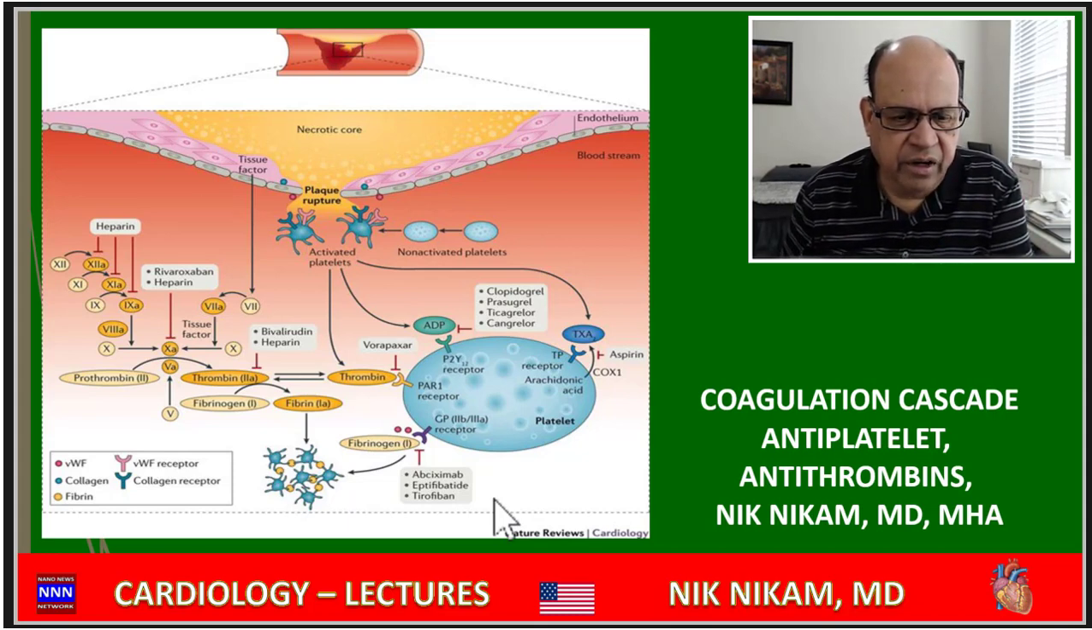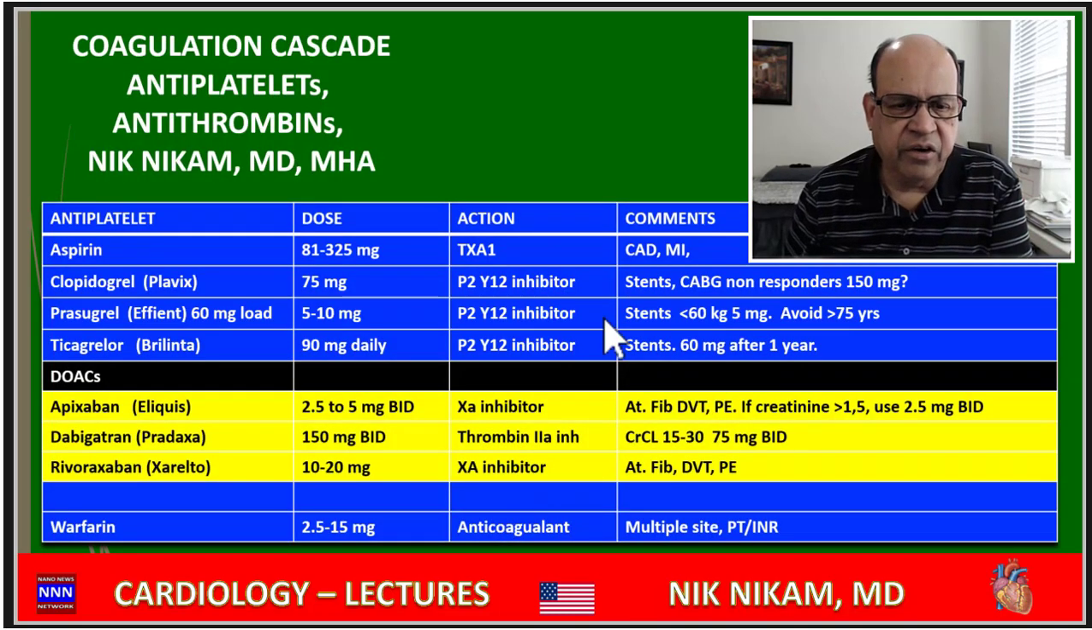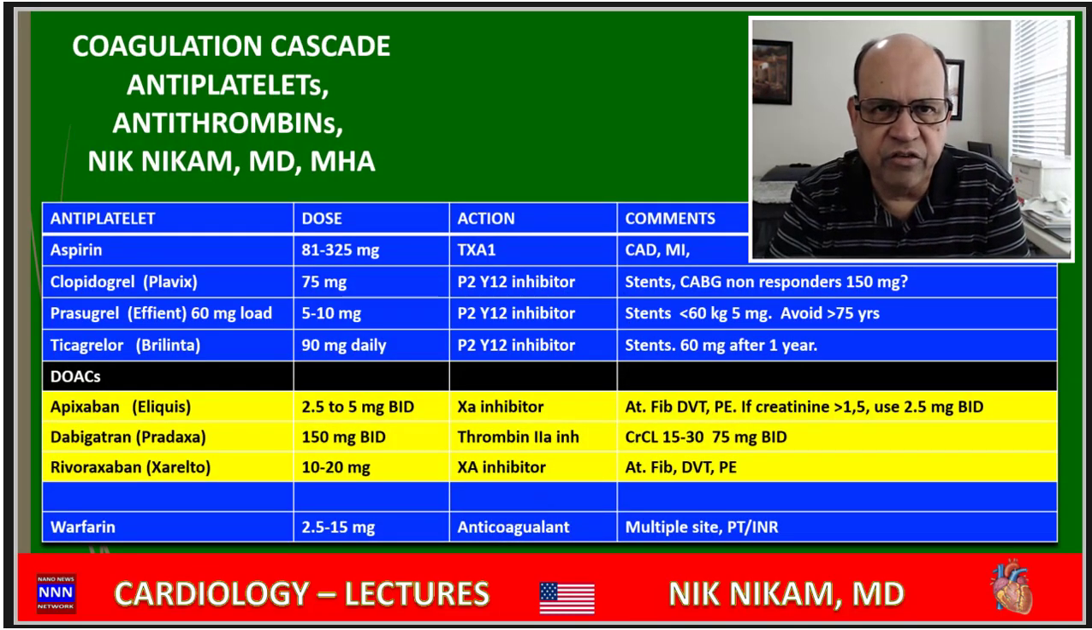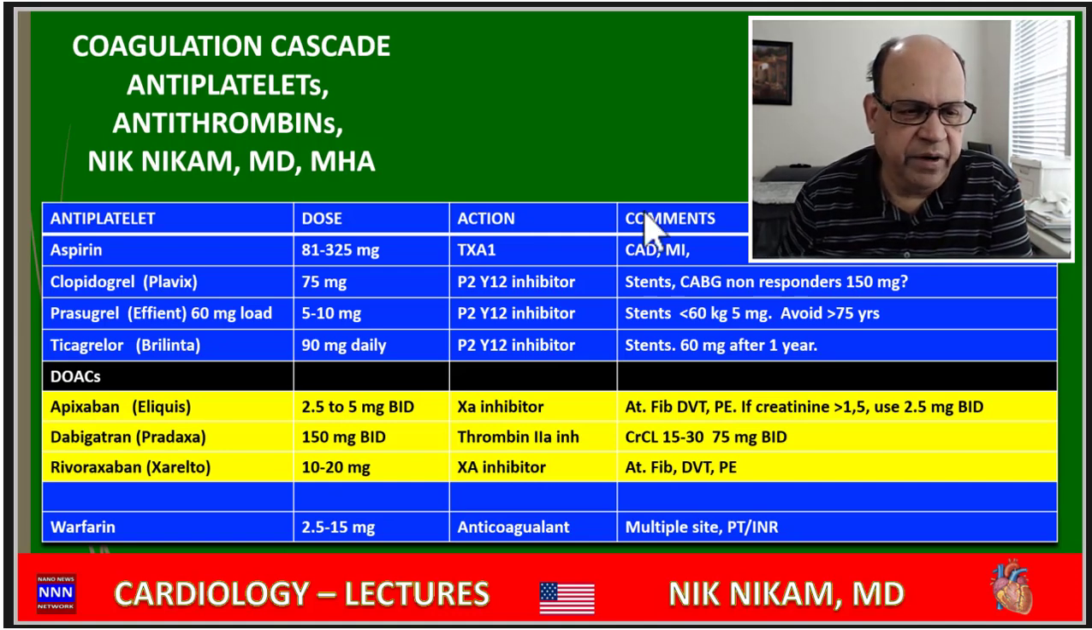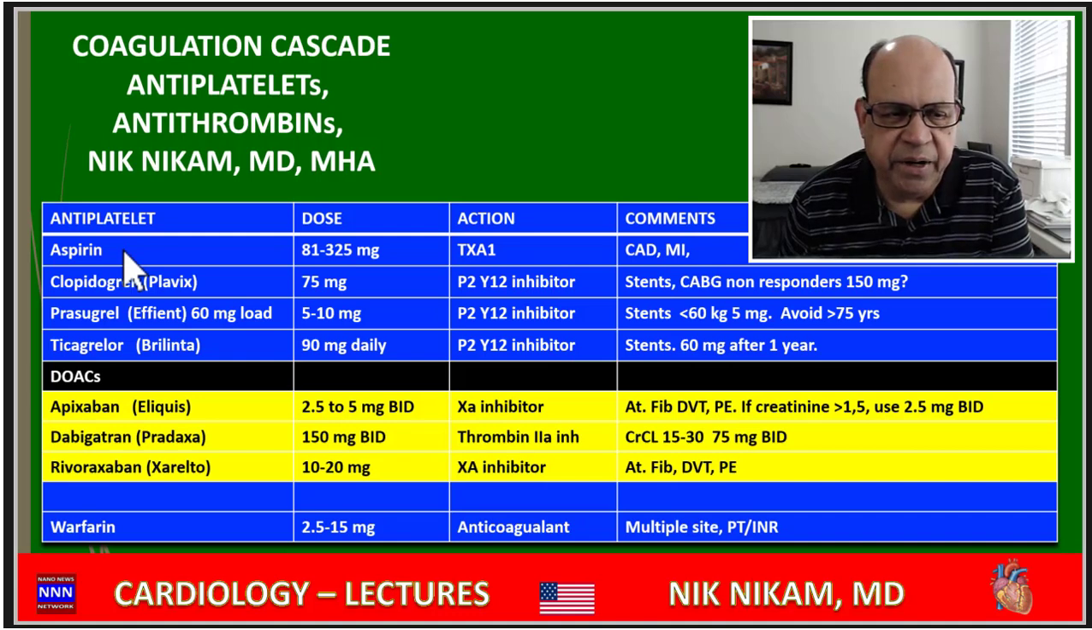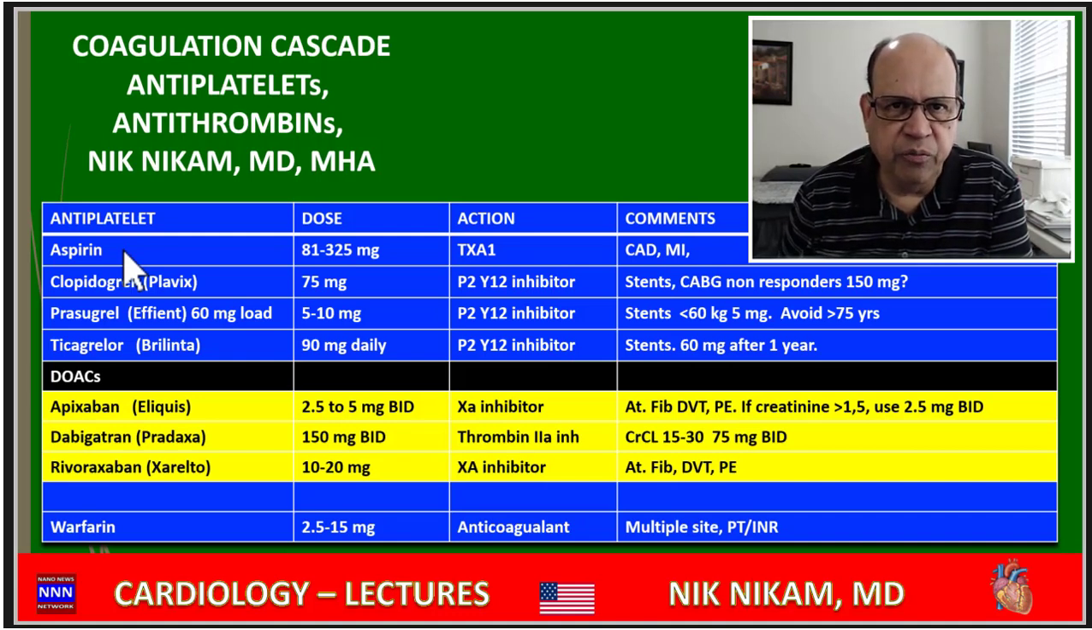So let's summarize the drugs that are commonly used for cardiovascular patients and see how they fall depending upon what we are dealing with. We'll start with aspirin, which is an antiplatelet agent given in the presence of an acute coronary syndrome or in patients who have had coronary intervention or bypass surgery. The dose ranges from 81 to 325 milligrams.